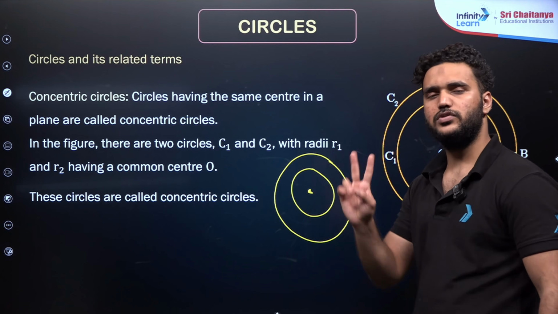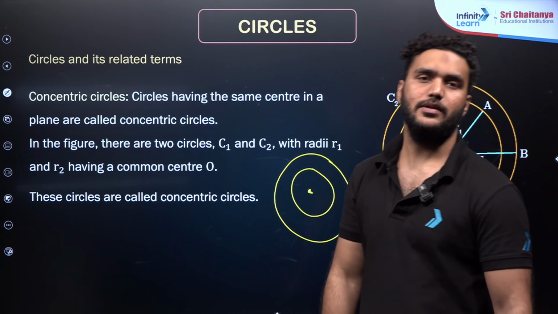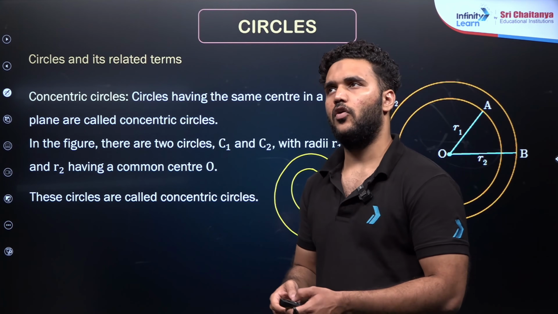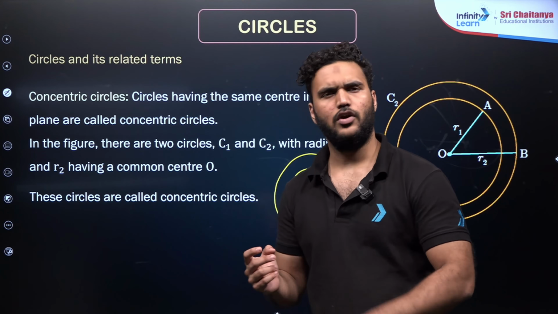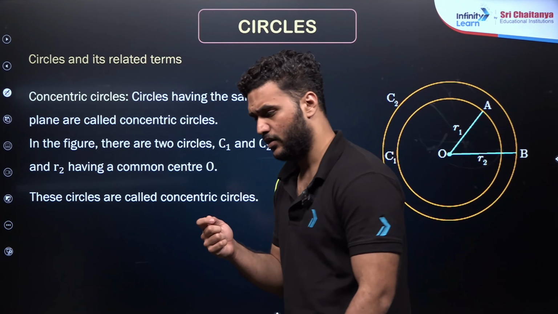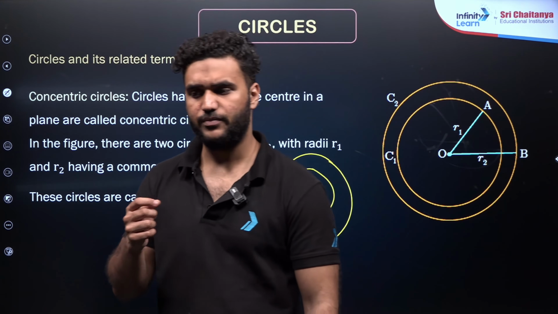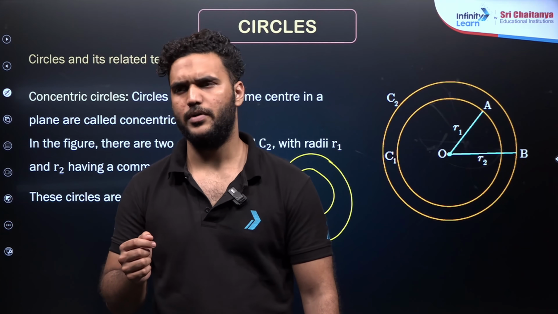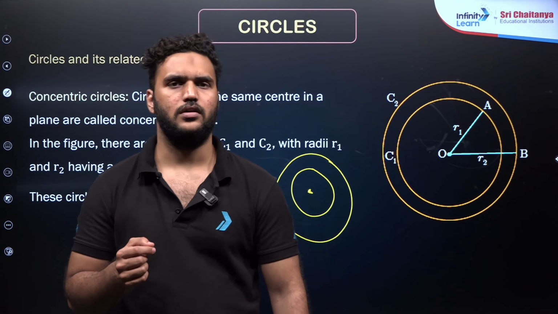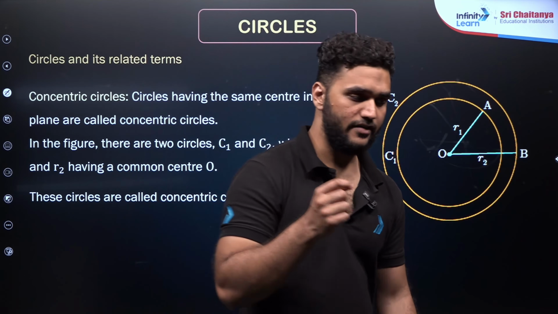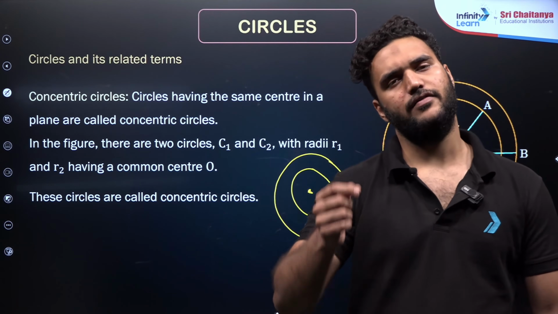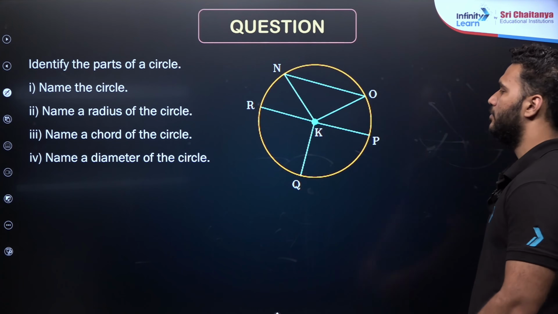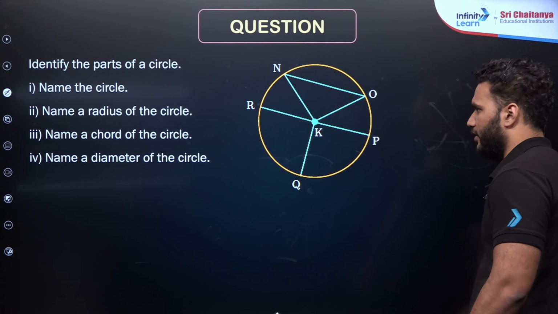Sir, can it be only 2 circles? No, it can be infinitely many circles. We can call them a family of circles. What is a family? Sir, in a family every member should have something common among them. So what is common here? Common here is the center. Every member of this family has the same center. That's it. So we have studied all the terms related to a circle.